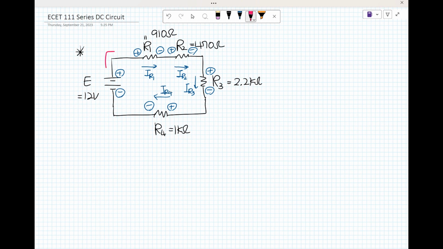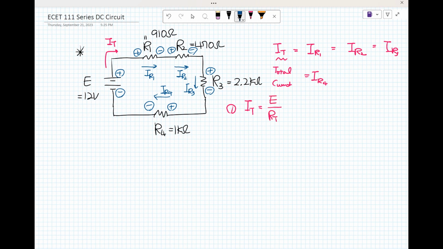So now, I sub T, the total current, in the DC circuit is I sub R sub 1, I sub R sub 2, I sub R sub 3, and I sub R sub 4. Not 5, there are only 4 resistors in this circuit. So I sub T is what? E over R sub T. Not R sub 1, not R sub 2. If you want to find I sub T, you have to divide the total voltage supply by R sub T.